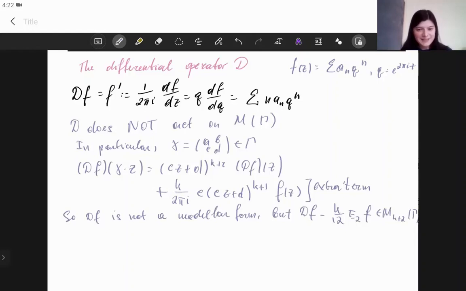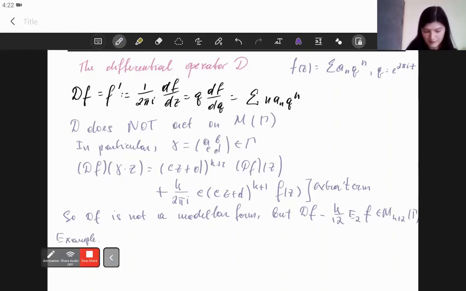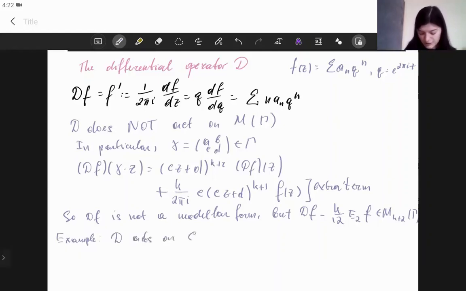So in fact, the fact that D does not act on M of gamma doesn't prove to be a bug, it's more like a feature. So it gives us some extra richness. All right, one example that I really like to think about occasionally is that D acts on the following algebra, generated by E2, E4, and E6.